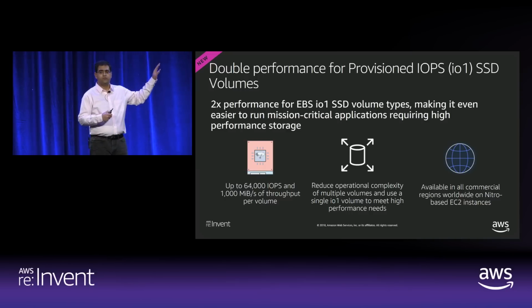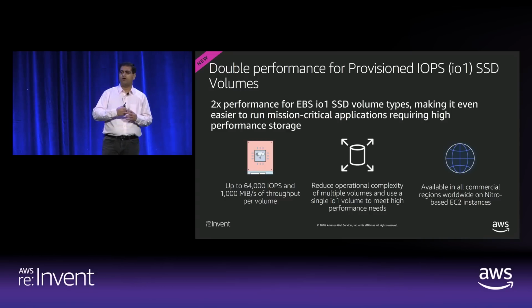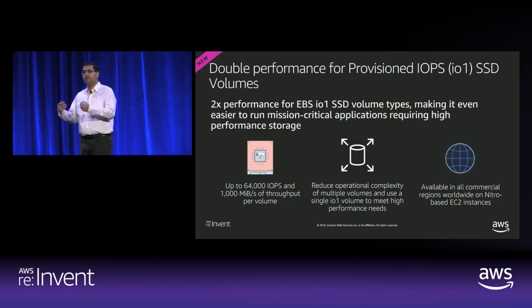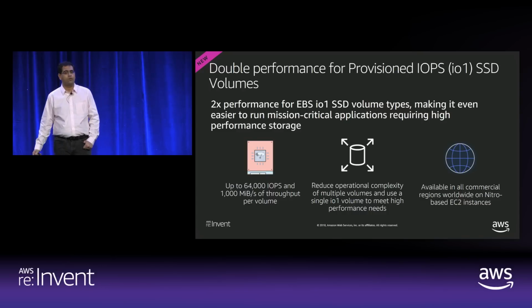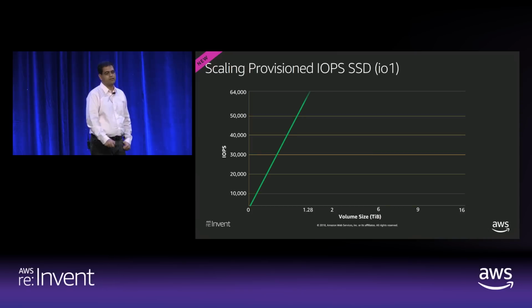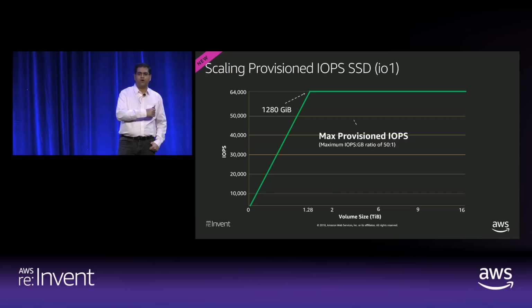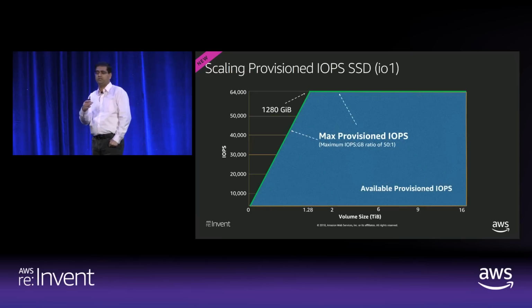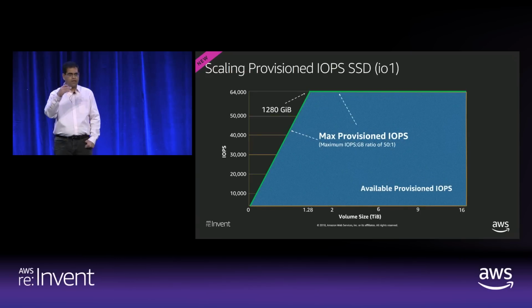Now, to get the full performance of our provisioned IOPS volumes, you will need a Nitro-based EC2 instance, which is our C5, M5 family and beyond. But that now allows you to go even higher in terms of performance for your workloads. And so that performance chart I just showed you now starts to look like this, which is you can go all the way up to 1,280 gigabytes with the same IO to GB ratio of 50-to-1 and hit the maximum of 64,000 IOPS.